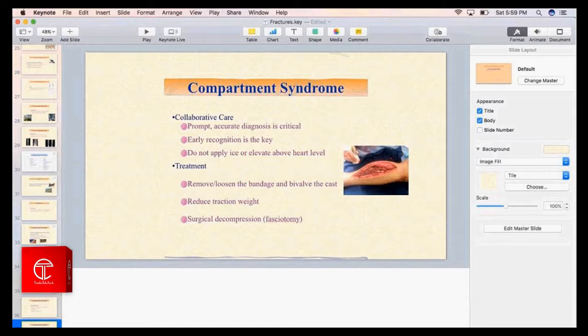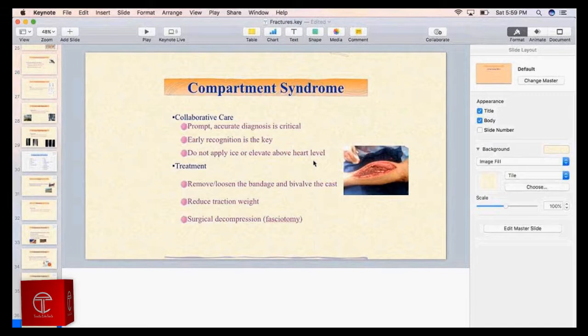So how do you give the care to your compartment patient? Prompt and accurate diagnosis is critical. Early recognition is the key. Do not apply ice or elevate above heart level, because it is already in a compromised state. So when you see the edema in a suspected compartment syndrome, for edema usually we keep the limb above the heart level, but in compartment syndrome you will never elevate because it is already in a compromised state.